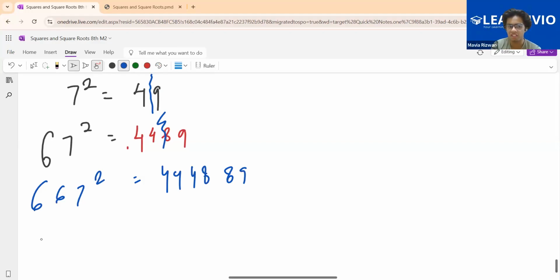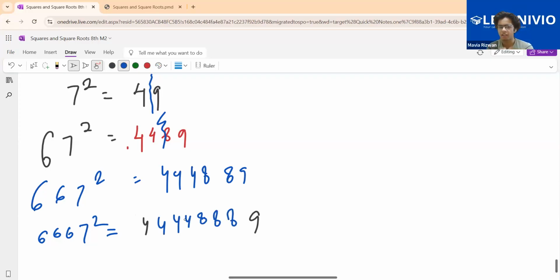Now we have another one, 6 6 6 7 square. Basically 3 sixes are there. So what we are going to do is write 49 with a gap. Now 3 sixes are there, so write 3 fours and 3 eights: 444 and 888. If you write 49 with the gap, then write that number of 4s and that number of 8s. Just that.